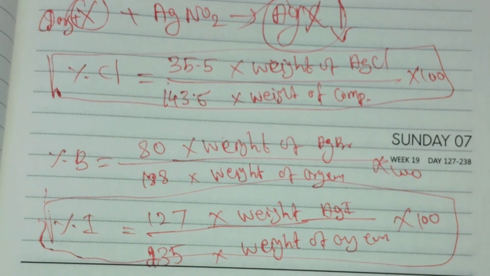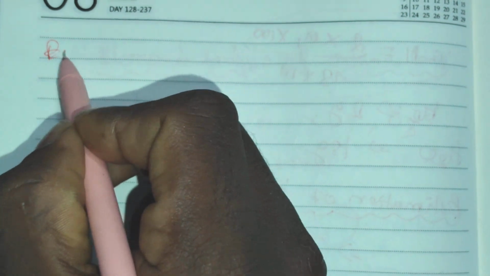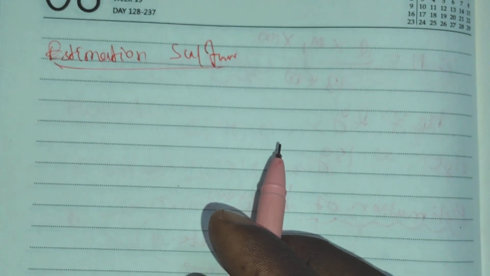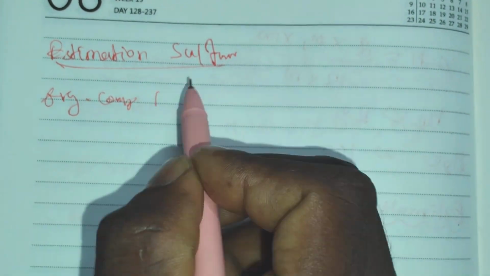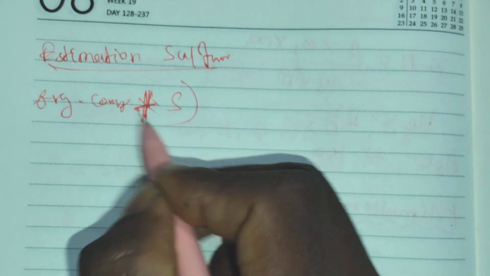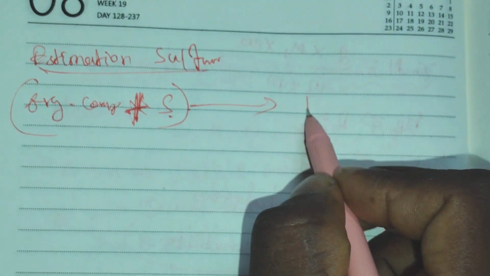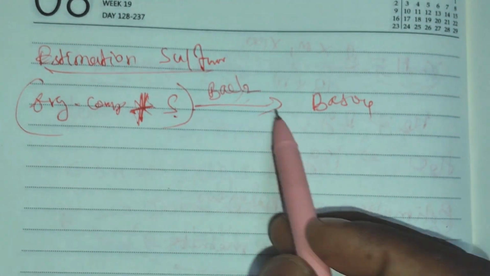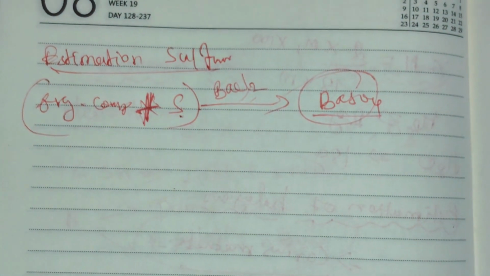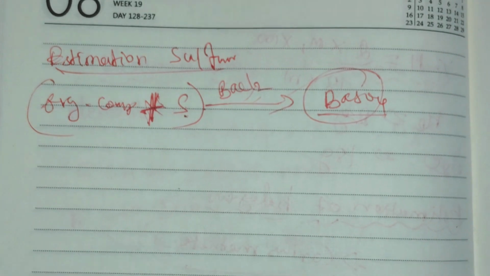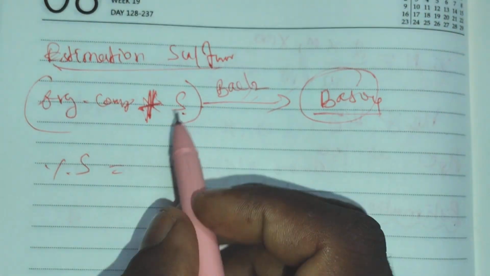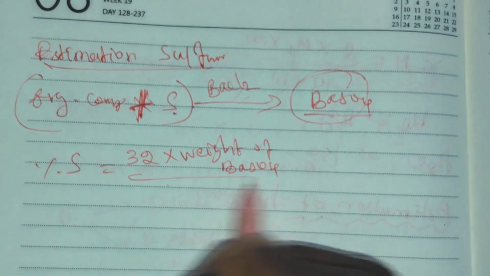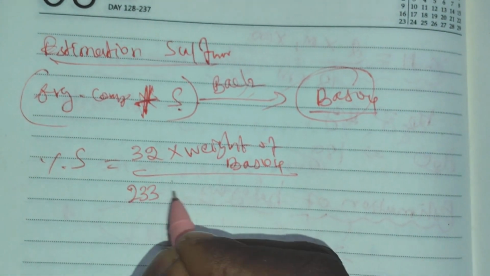Next is the estimation of sulfur. This is also carried out by the Carius method. An organic compound containing sulfur is treated so that the sulfur is converted into barium sulfate. It is treated with barium chloride followed by oxidation, which converts it to barium sulfate. This barium sulfate formation is the most basic fundamental of the estimation. Here the percentage of sulfur is 32 into the weight of barium sulfate, divided by 233 into the weight of the organic compound.